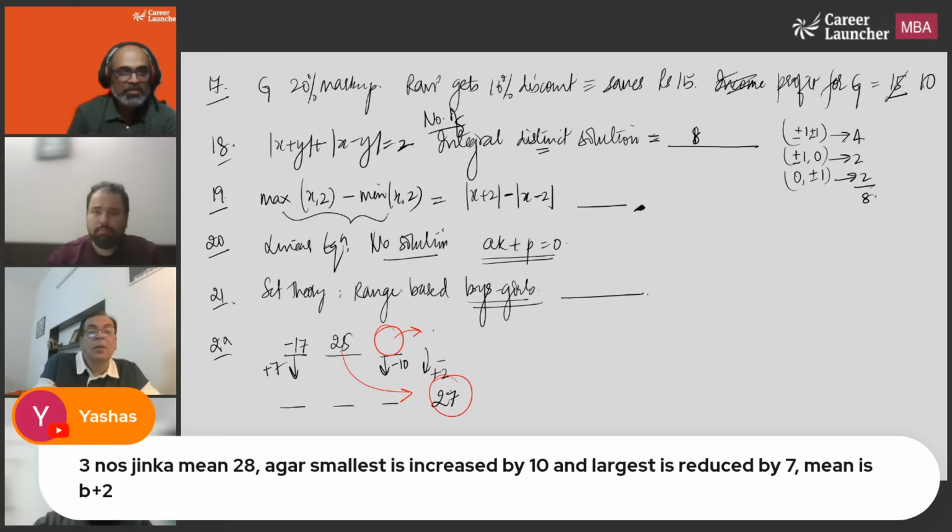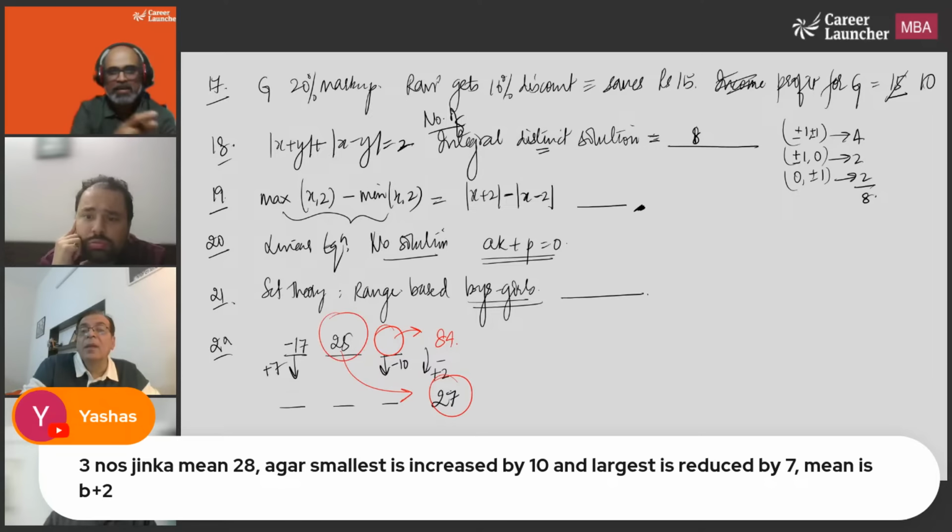क्या बोल रहे हैं students? Yes, just saying the question was 3 numbers जिनका mean 28 है. अगर smallest is increased by 10 and largest is reduced by 7, mean is B plus 2. ये question था. What was the final question? B? B is the middle number. No, original middle number. यशस का आंसर 70 आया था. गौतम सिंह का भी 70 आया था. There are some 2-3 students who are saying 70 आया था इसका आंसर.